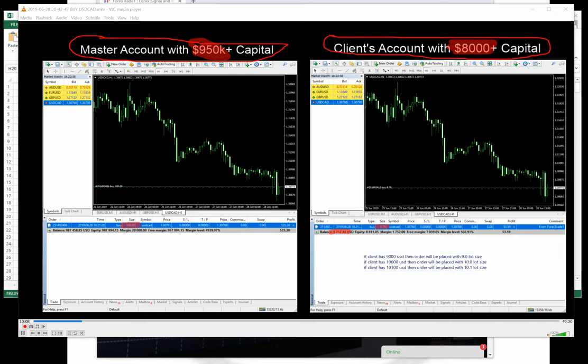So what does this mean? It means that if the client has 9,000 USD, then our plugin will automatically take 9.0 lot size for the client's account. If the client has 10,000 or 10,100 USD, then the lot size will be placed accordingly. Now this will be demonstrated here in the live market.